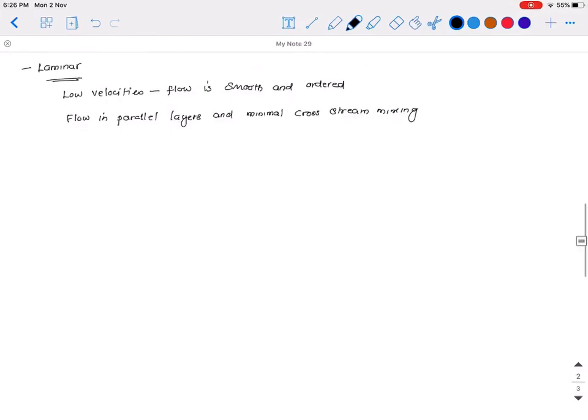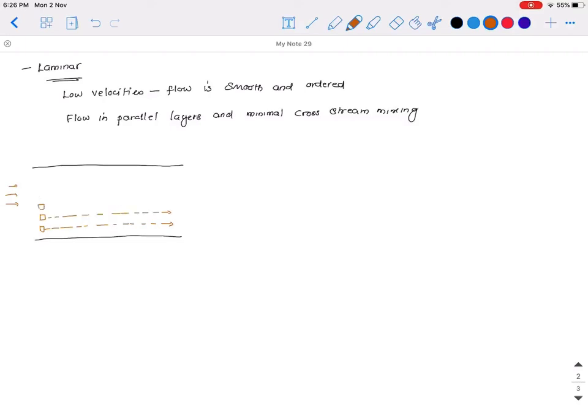Okay, so let us say this represents the flow. Let us say the flow is from left to right. So if we consider one particle, it flows very smooth and ordered. This goes along this line. The adjacent fluid particle moves along this line.